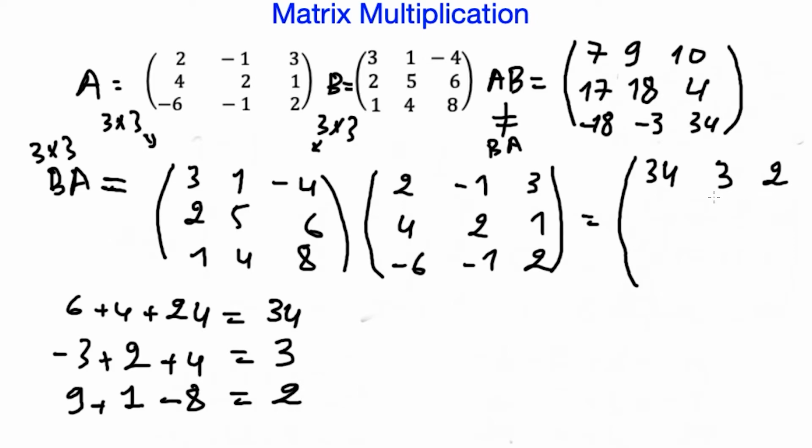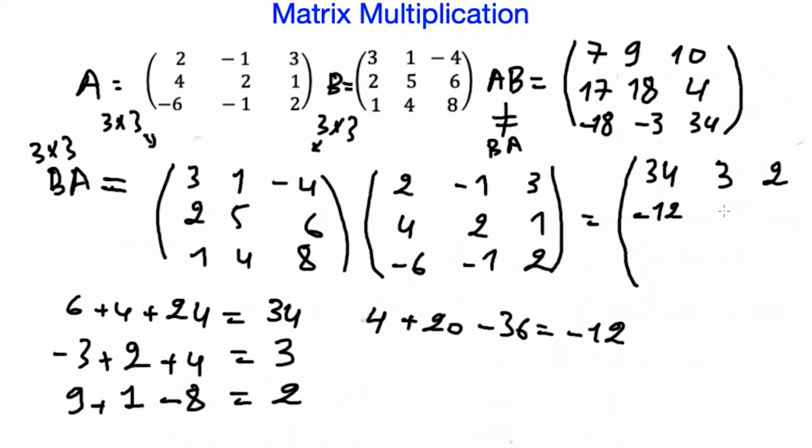So 2. And for this row we will have 2 times 2, which is 4. 5 times 4, which is 20. And 6 times minus 6 is minus 36. So this equals minus 12. So it is minus 12.